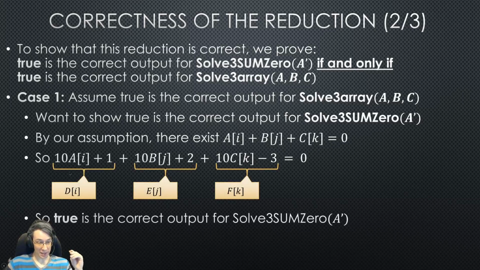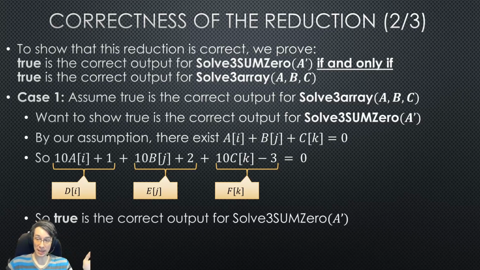So what this means is we will be able to find three elements, DI, EJ, FK, in A prime that sum to 0. Sorry, I keep advancing animations and slides by accident. Okay, so true is the correct output. There is this DI, EJ, and FK that sum to 0 in the transformed input. So true is the correct output for solve 3sum0.